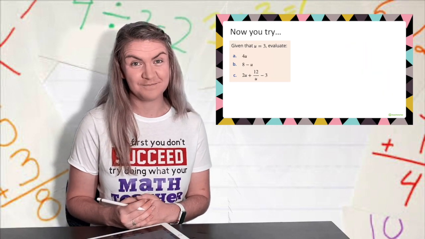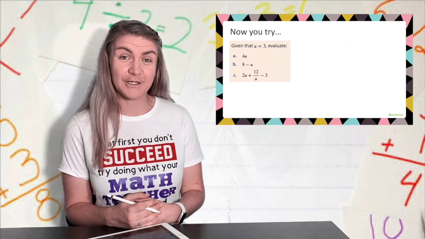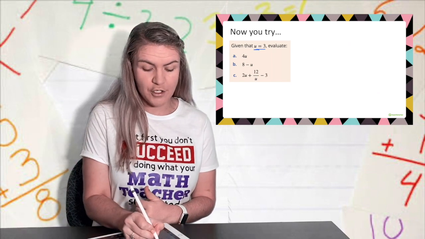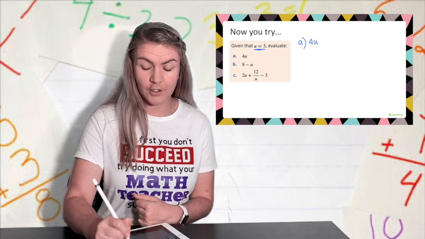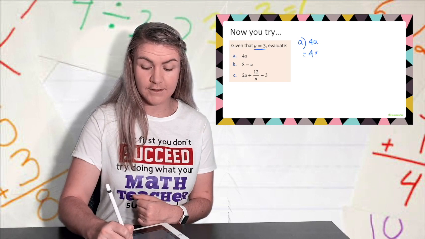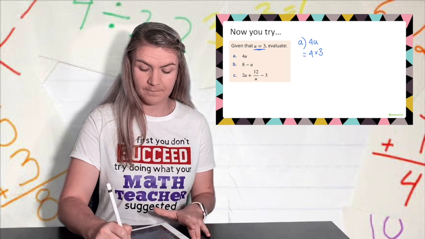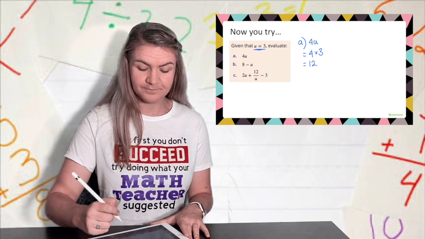You try some. This time, u equals 3. Give it a go. All right, let's quickly go through these answers. Remember that u equals 3. So in A, we have 4u, which means 4 times u. So I'm going to write 4 times and u equals 3. 4 times 3 equals 12.